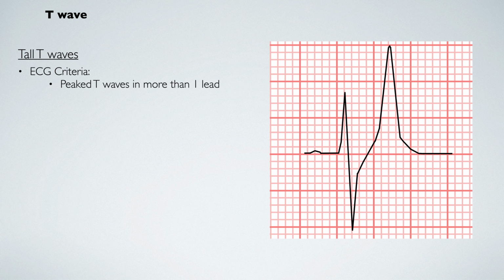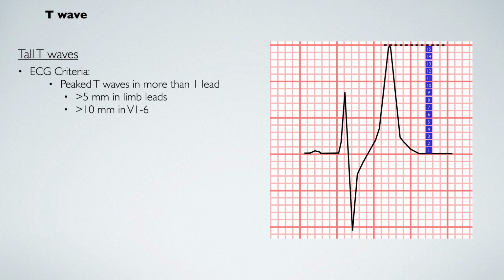Peaked T waves should be present in more than one lead to be significant. In the limb leads, they should be greater than 5 mm or 5 small squares in height. In V1 to 6, they should be greater than 10 mm, which is equivalent to 10 small squares in height. In our example here, the T wave is 15 small squares high.